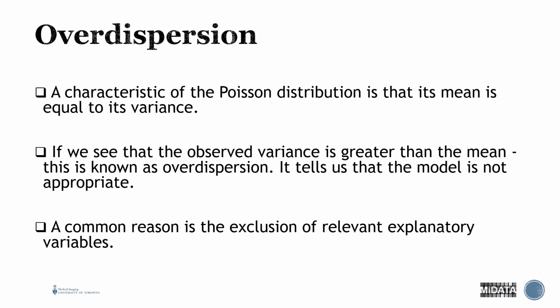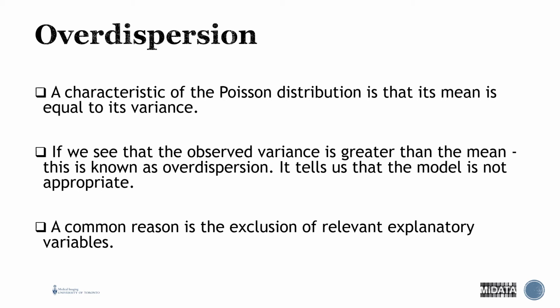Every time we want to apply a model to our data, we always have to be very careful that the model fits the data well, because if it does not, then our estimates are going to be much farther from the truth, and therefore we have a poor model. When you're dealing with count data, and in this case the Poisson distribution, you're dealing with over-dispersion, which means that your model does not fit the Poisson distribution. One of the characteristics of the Poisson distribution is that its mean is equal to its variance. So if we see that the observed variance is greater than the mean, this is known as over-dispersion, and it tells us that the model is not appropriate.